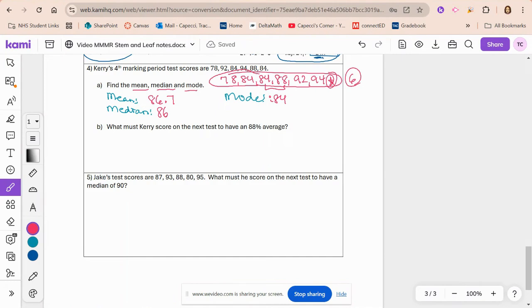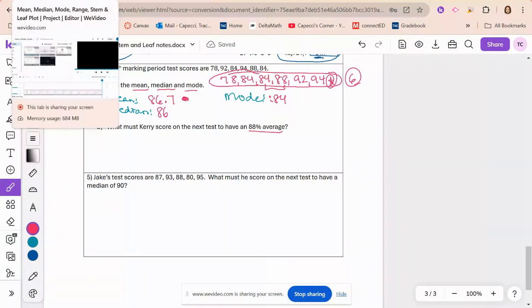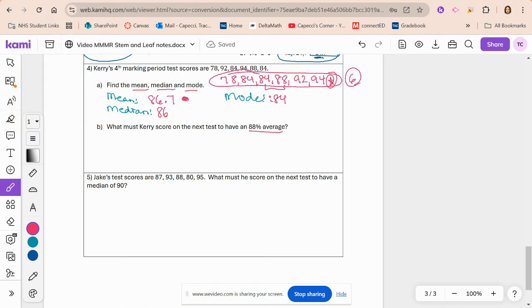Okay, looking at the next question, it says, what must Carrie score on the next test to have an 88% average? Right now she has an 86.7. So let's see what she needs. The first thing we would do is count up the scores she has so far, which is 6. If she were to take one more test, that would be 7 tests. So let's just say to get an 88 average would be like getting an 88 on every single test. It doesn't have to work out that way, but that's how we need to do the points. You multiply those and you get 616. That's how many points she needs.